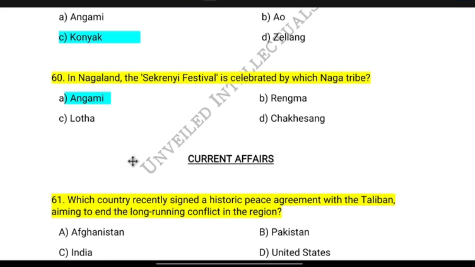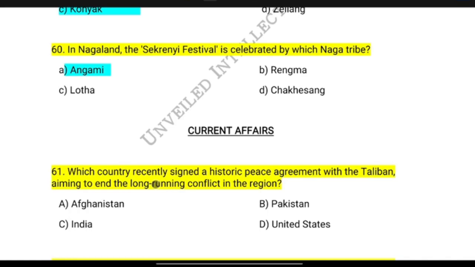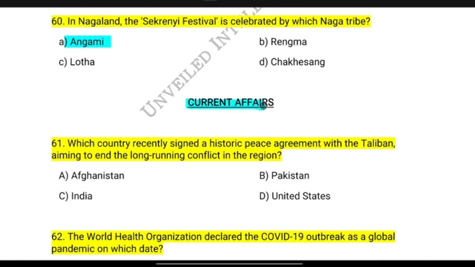It is one of their major traditional festivals and is marked by various rituals and feasting. Now 7th section is Current Affairs. 61.